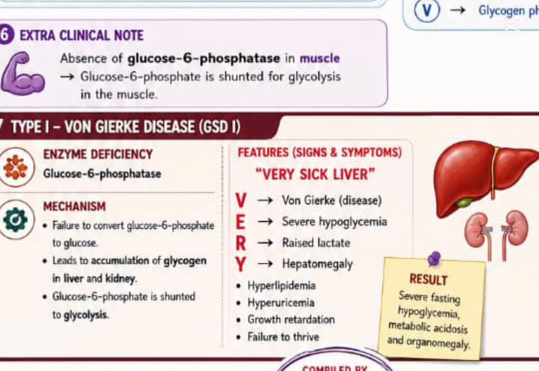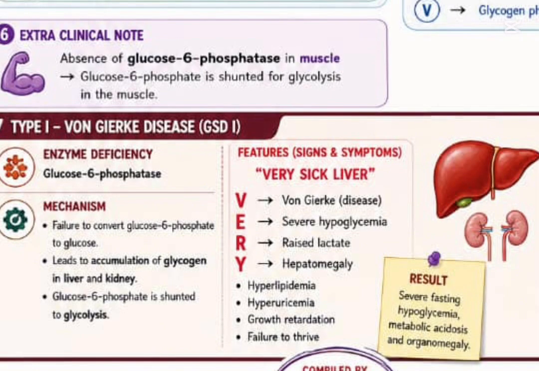So the first type we'll be talking about here is von Gierke's disease. Don't forget, we call it GSD type 1, von Gierke's disease. Very, very simple. What does it do? There's an absence of glucose-6-phosphatase.